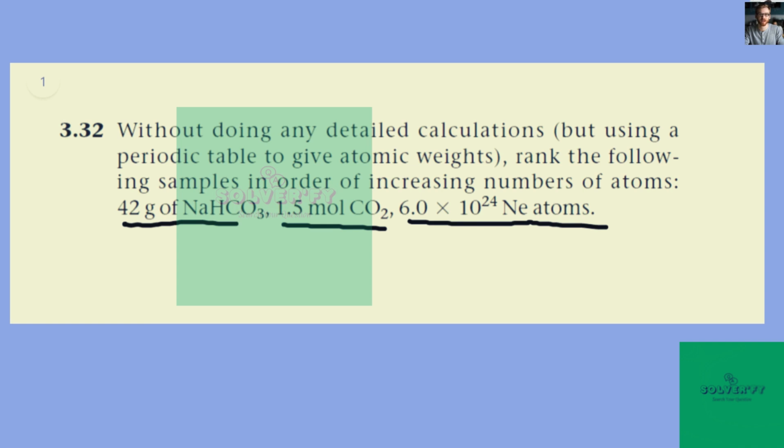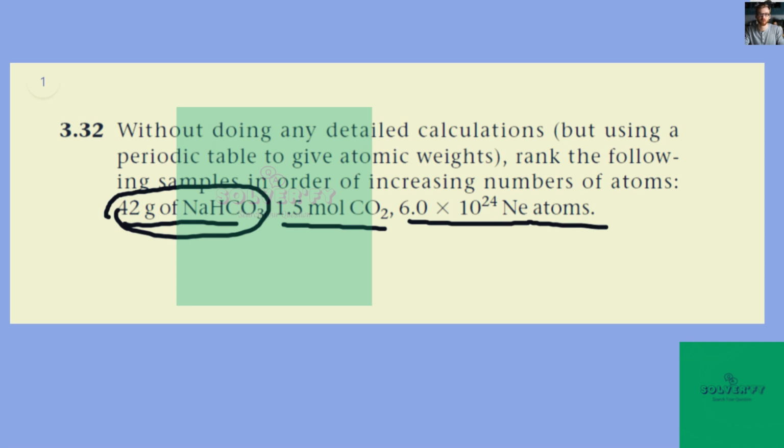To do that, first, you have to find out how many moles of sodium bicarbonate we have here, and from there, we'll have to find out how many atoms are present in that number of moles of sodium bicarbonate. We are given the number of moles of CO2, so we just have to find out how many atoms we have in this number of moles of CO2. And in this case, we are just given the number of atoms of neon, so we don't have to do any kind of calculation here.